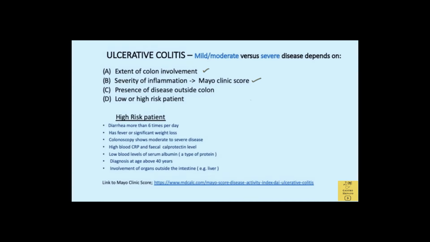Severity of inflammation is judged according to frequency and severity of diarrhea, presence of symptoms like fever and weight loss, and laboratory abnormalities. A score called the Mayo score can be used for assessing the severity of ulcerative colitis. Presence of disease outside the colon signifies more severe disease. Patients are also classified as low or high risk for complications according to the criteria listed below.